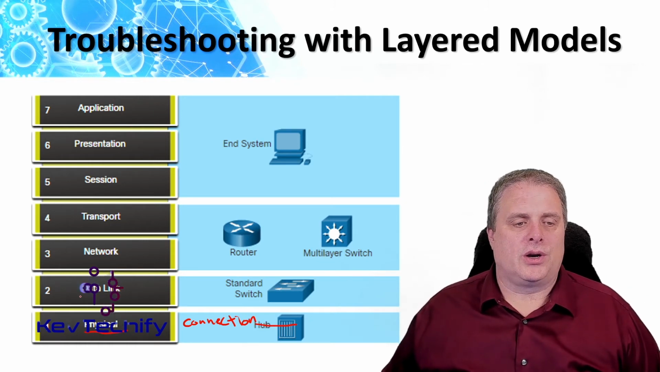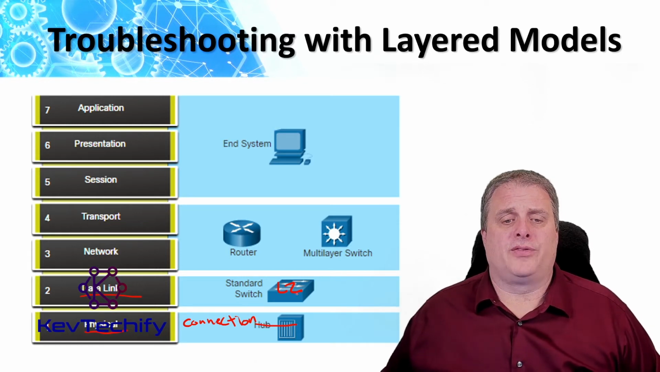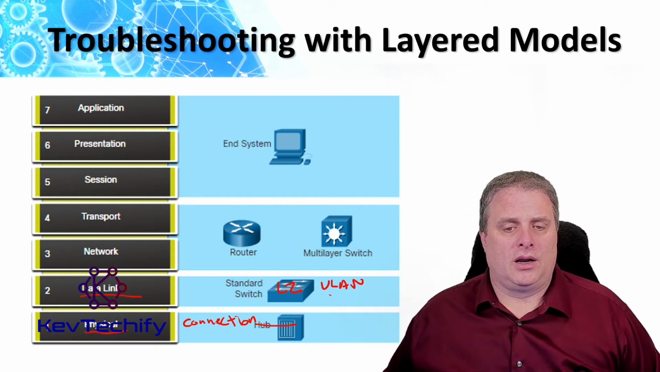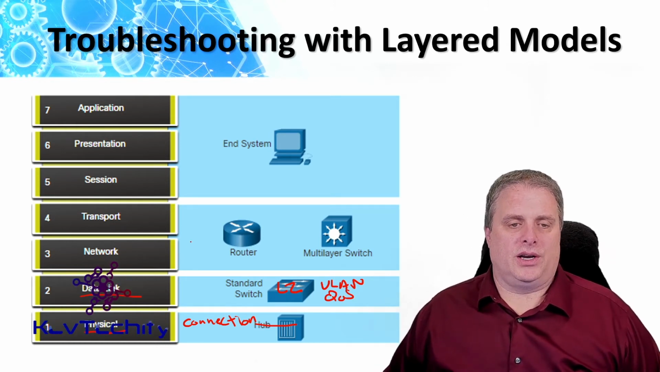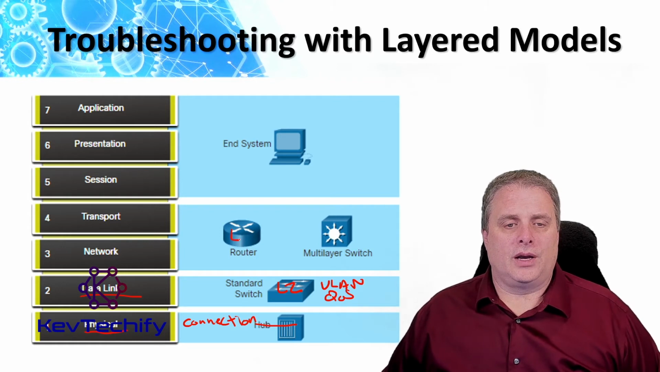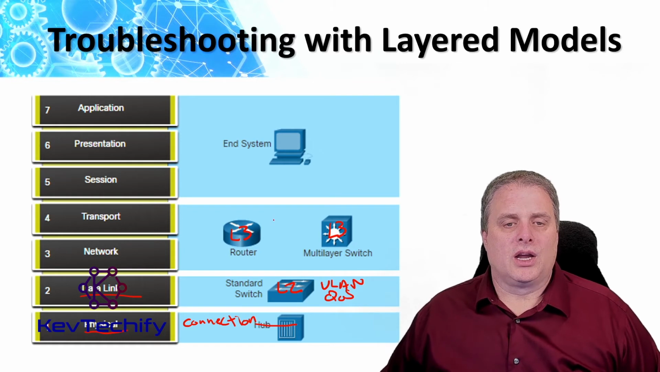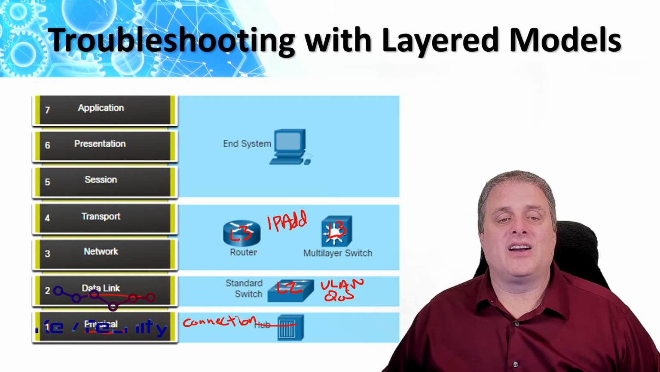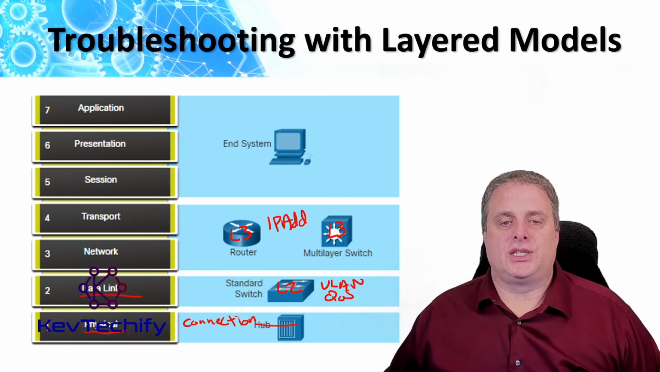Then we have our layer 2, our data link. This is where your layer 2 switches would be. Is all that information correct? Are the VLANs set up correctly? Is quality of service configured correctly here? All different things to look at. Then we move into the network and transport layers. This is where layer 3 routers and layer 3 switches are. Are all these configurations correct here? Is your IP addressing correct? Are there any errors there? And how about our routing protocols? Is all of this information here correct?